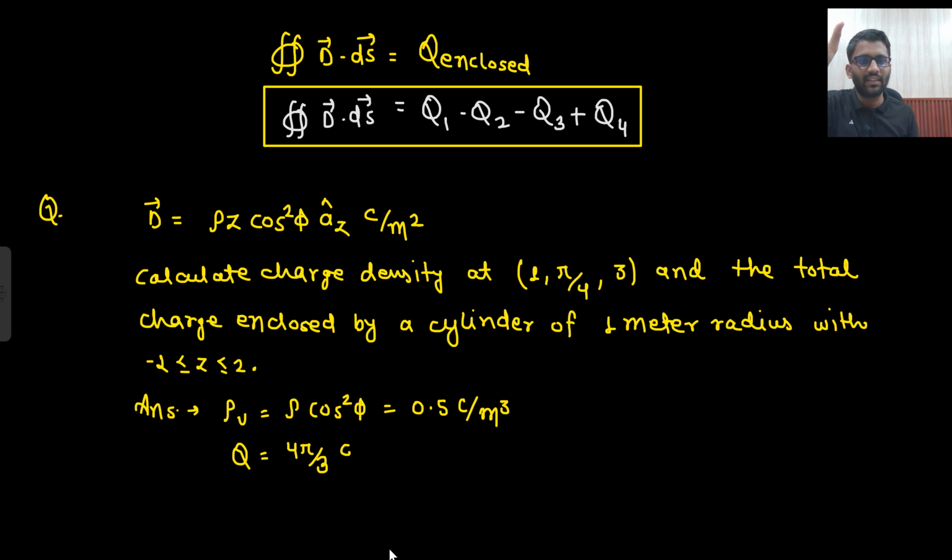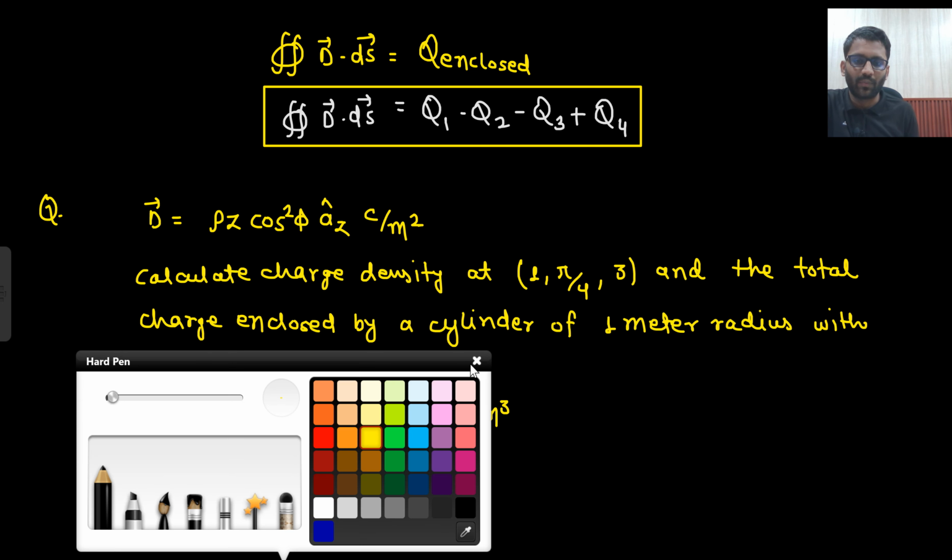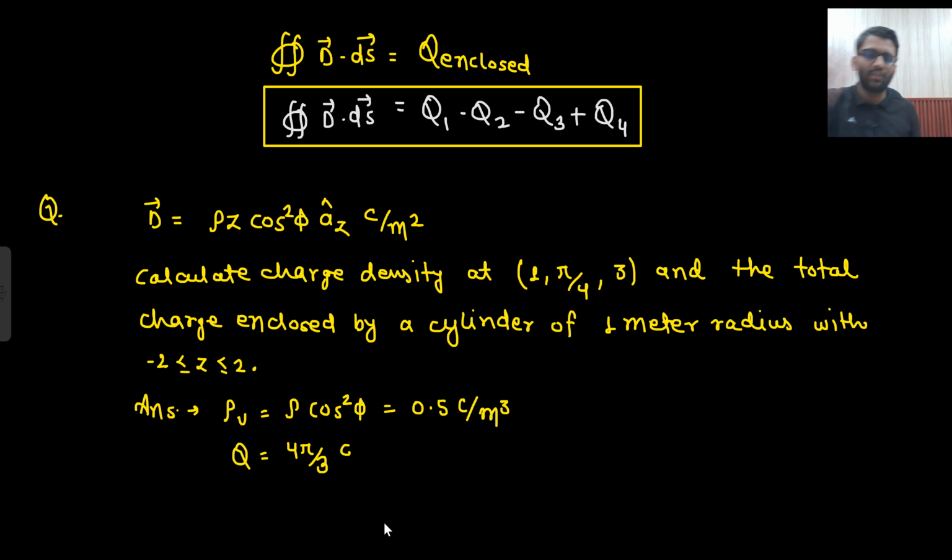So D is given. What is D? Here I did not write it, but in the examination it will be written: it is electric flux density. You need to calculate the charge density at this point, and you need to find the total charge enclosed by the cylinder of 1 meter radius, with Z going from minus 2 to 2. So it should be written clearly. Z is from minus 2 to 2 and the radius is 1 meter. So total charge enclosed you need to find as well.